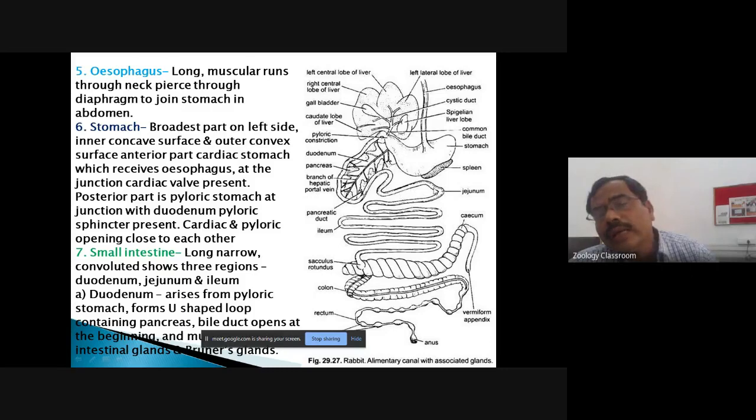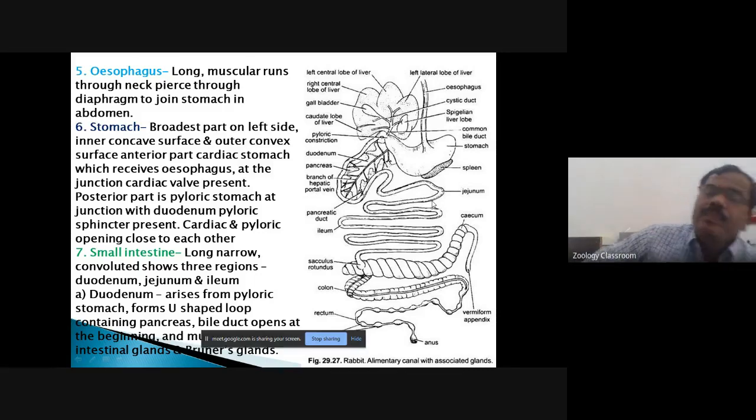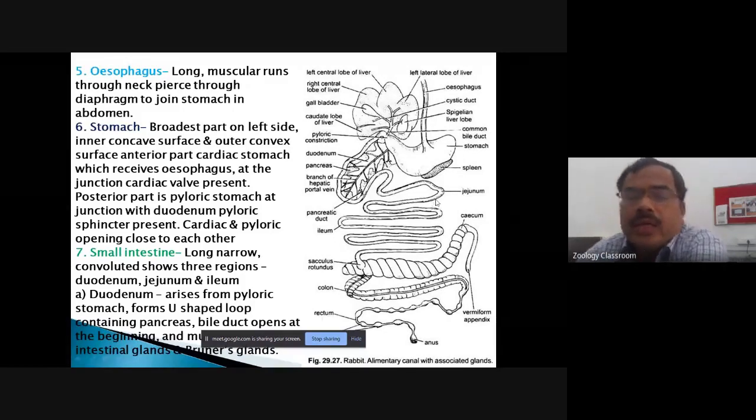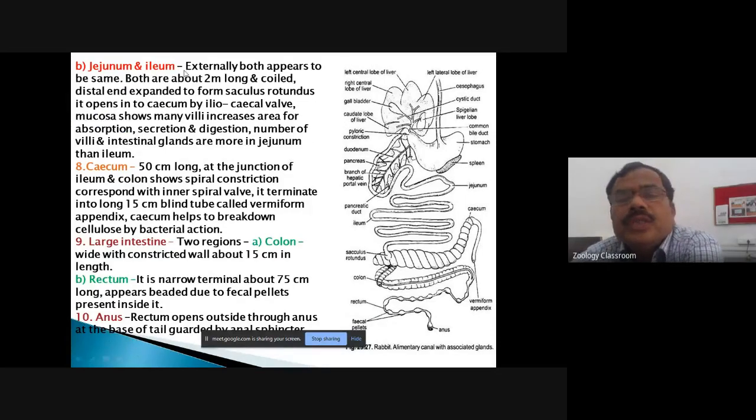The number of Brunner's glands is much greater in the jejunum than in the ileum. So, what is the difference between the jejunum and the ileum? In the jejunum, more Brunner's glands are present than in the ileum. Okay, so this is regarding the duodenum and the jejunum. Now come to the ileum.